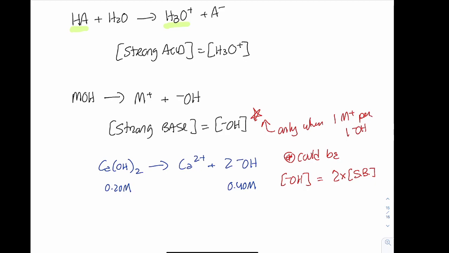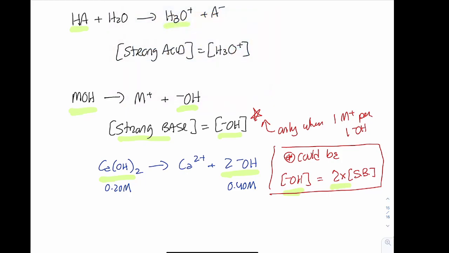So if you have 1 hydroxide ion for every 1 base, then it's a 1-to-1 relationship. If you have 2 hydroxide ions for every 1 base, then it's going to be a 2-to-1 relationship. You're going to have to multiply your concentration of strong base by 2 to get that hydroxide ion concentration. It's still completely separated, completely dissociated. It just happens to not be a 1-to-1 ratio.